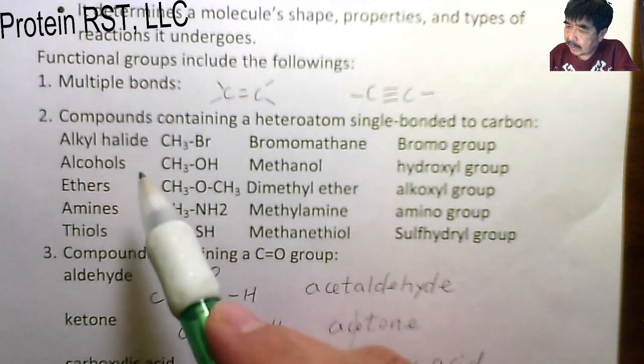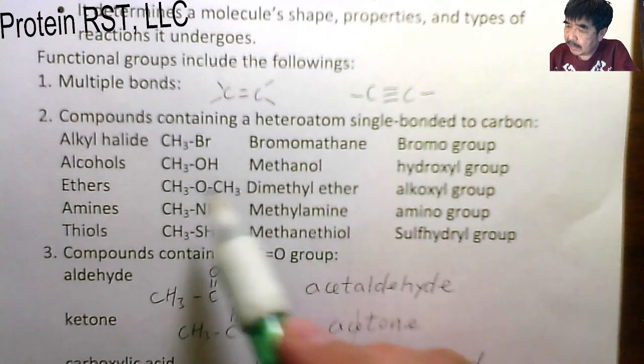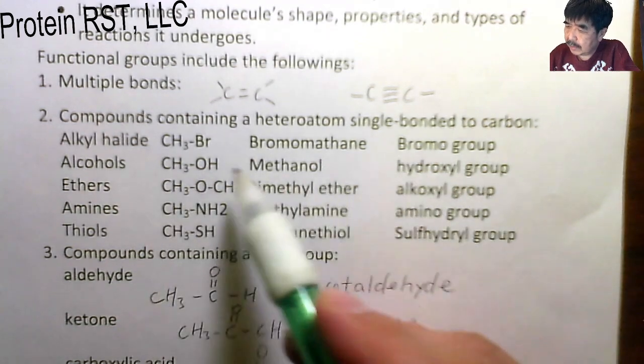The second category is the alcohol. Alcohol has a hydroxyl group. This example is methanol. Methanol has this hydroxyl group.